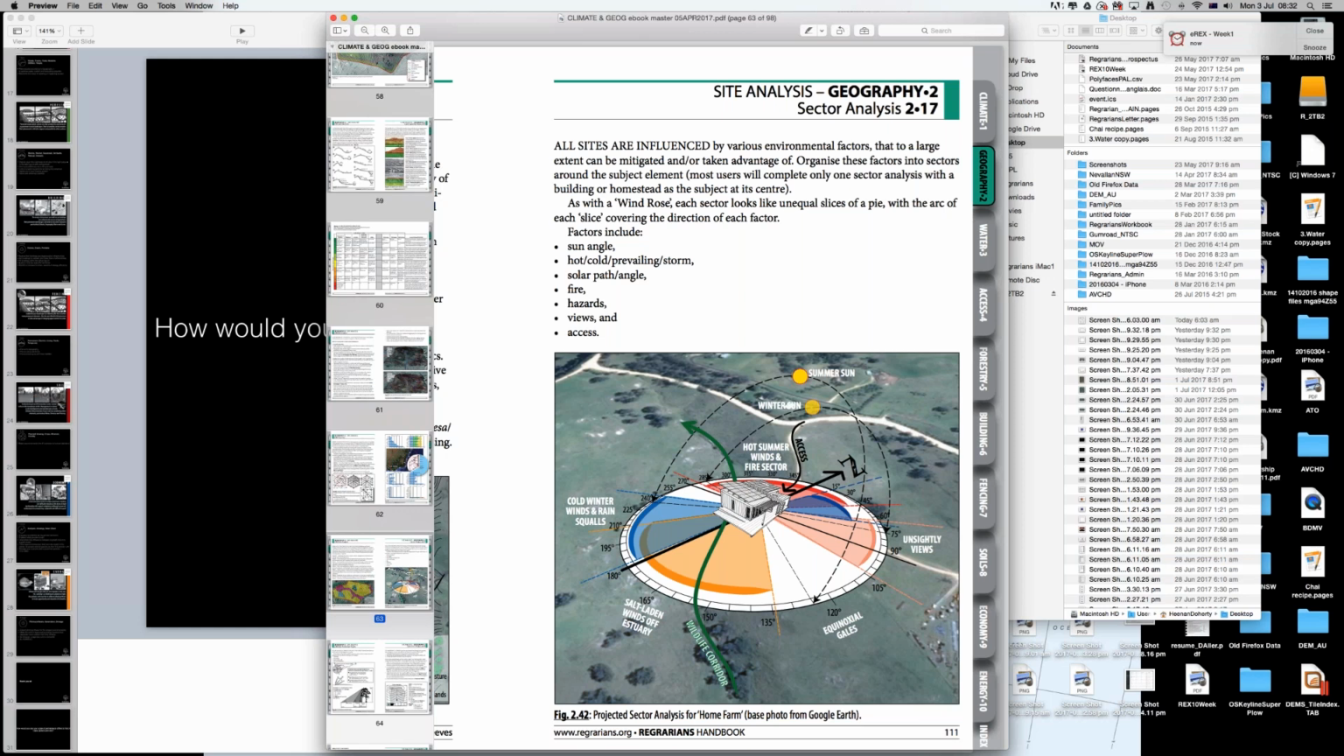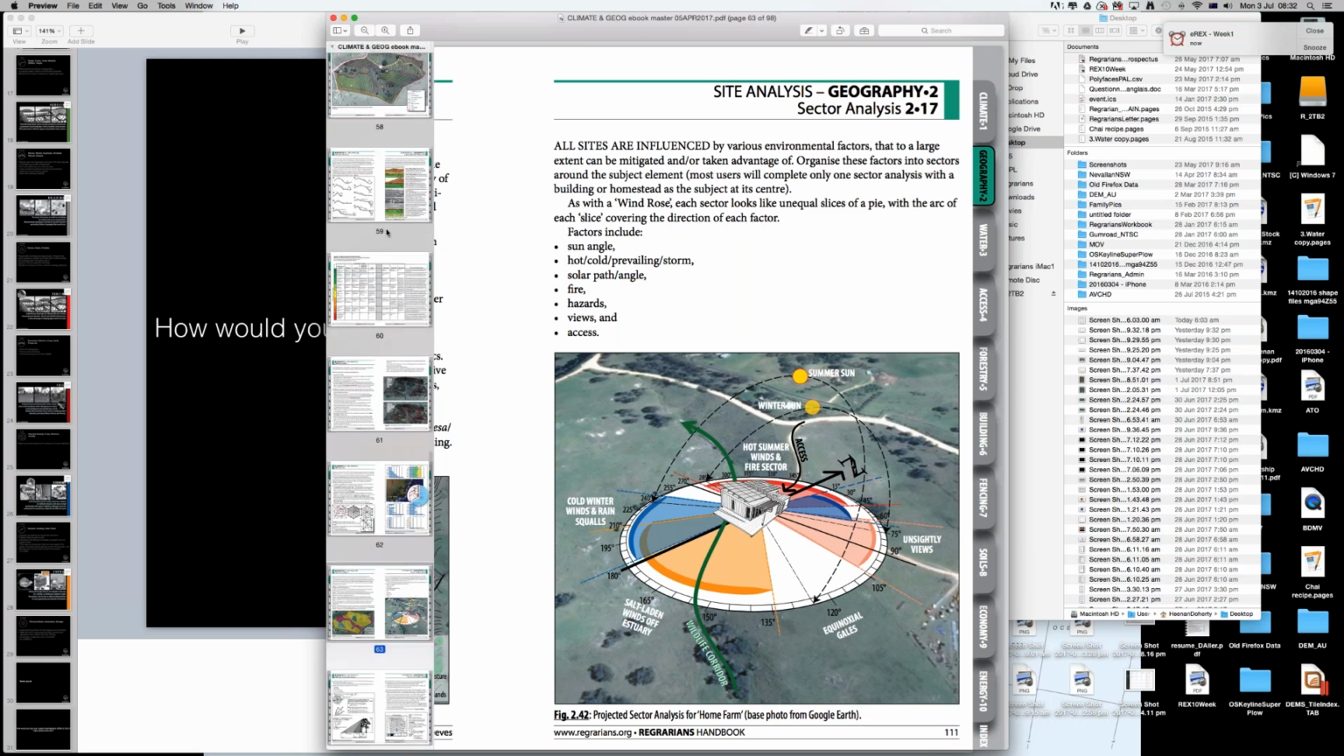Now, the application of the Regrarians platform is kind of similar to the application of sector analysis. You will apply the sector analysis to each and every element of the system that you're doing. It's not just focused on the house. So if you build, for example, a dam, you'll do a sector analysis on that dam. If you build a shelter belt, you'll do a sector analysis on that. If you follow what I mean.